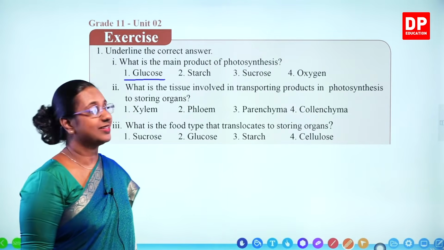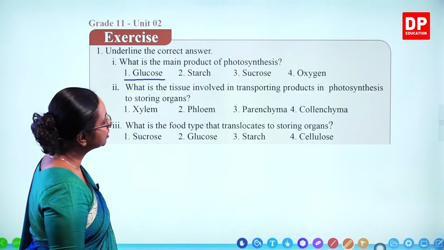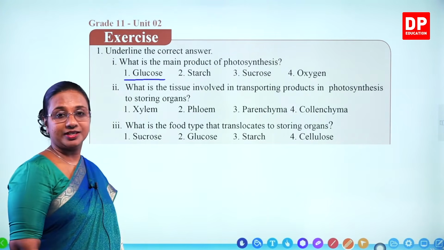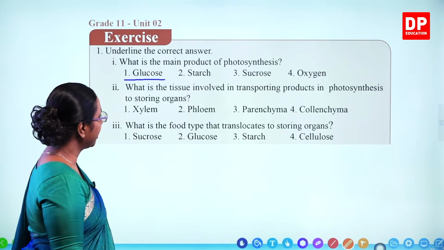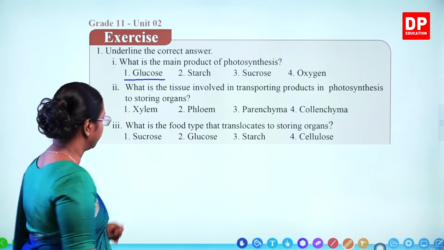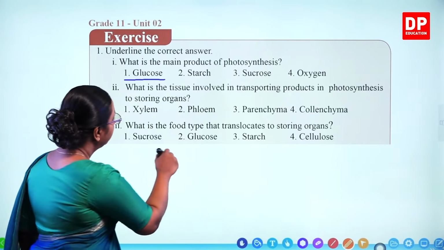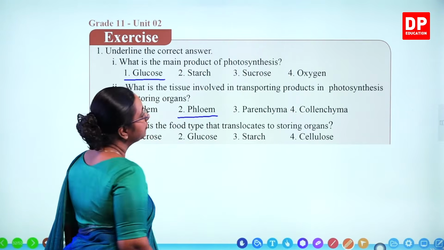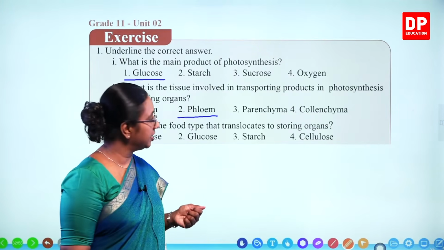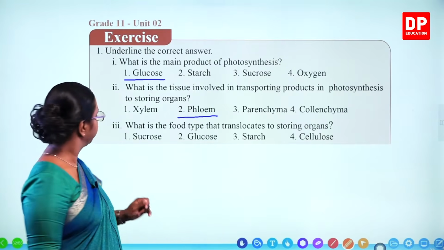of photosynthesis. What is the tissue involved in transporting products in photosynthesis to storing organs? I already mentioned the answer. What is the tissue? It is the phloem tissue. So, xylem transports water. Phloem translocates food. And parenchyma is usually the storage tissue and collenchyma is for support.